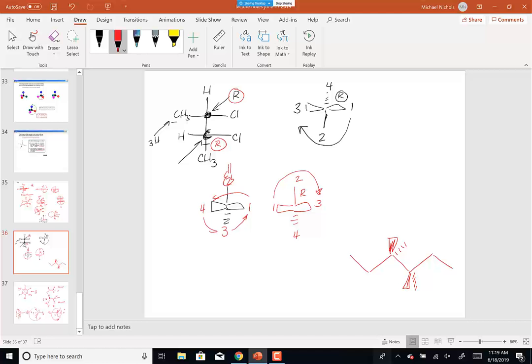Does it matter if the bold is on the left and the dashed is on the right, pointing up? Does it matter if the bold is on the left or right? No. You'll get the same answer whether the dashed wedge is to the right or to the left. The critical part is it's got to be up. They have to be going in the same direction. If they go in opposite directions, you will get the wrong answer. So this is the way a zigzag structure has to be oriented.